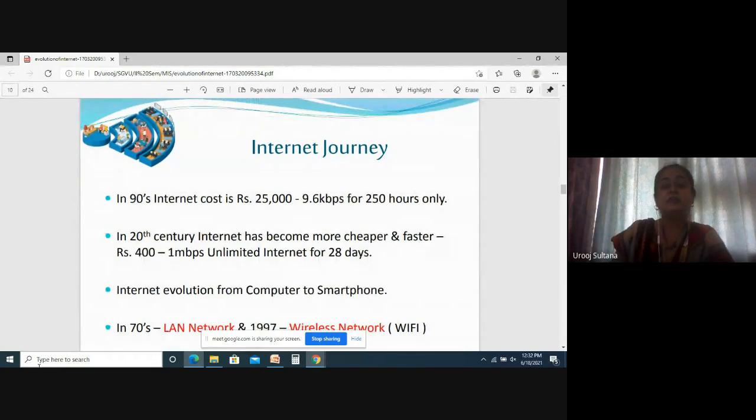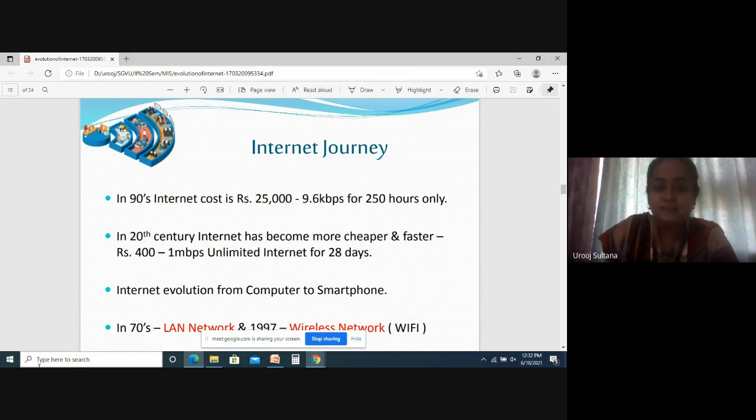Internet journey in the 90s. In the 90s, internet cost rupees 25,000 for 9.6 kbps for 250 hours only. Now we are using internet like anything. If we have to buy, we use internet. If we have to search anything, we use internet. But at that time in the 90s, it was costing like 25,000 rupees for 9.6 kbps for 250 hours only.